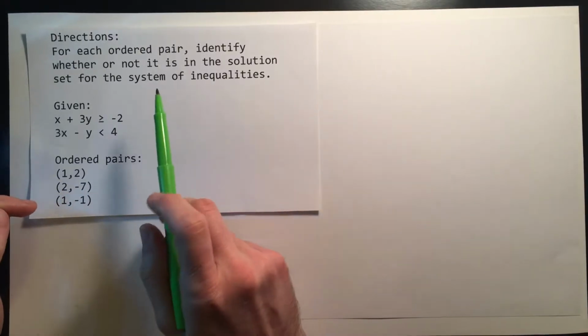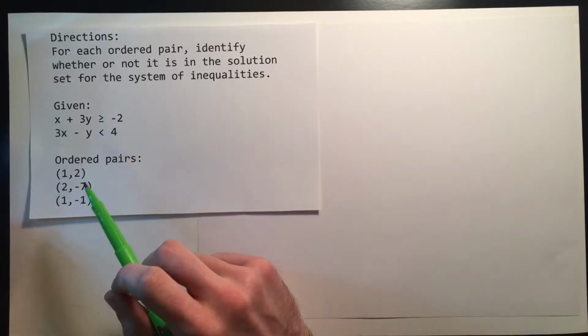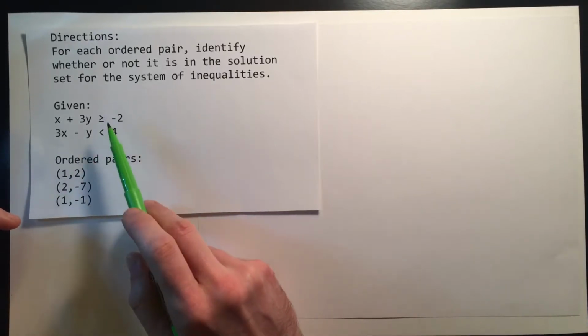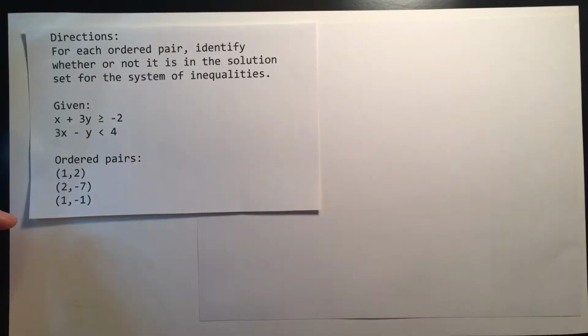So a system of inequalities just means that you have two or more inequalities. We have two here. And they're inequalities because they don't have equal signs, they have inequality symbols, so a greater than or equal to symbol, or a less than symbol.